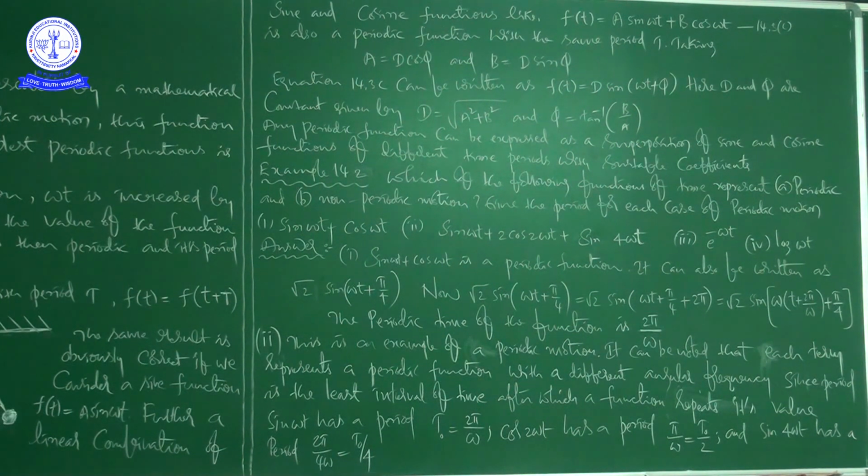After completion of this discussion, one important conclusion is that any periodic function can be expressed as a superposition of sine and cosine functions of different time periods with suitable coefficients. Next, we started to discuss the continuation example problem, where they have given 4 functions. Out of these 4 functions, we concluded which are periodic and which are not periodic. These 2 are periodic functions, these 2 are not periodic functions, because of the reasons I already explained to you. Okay? Right. Thank you.